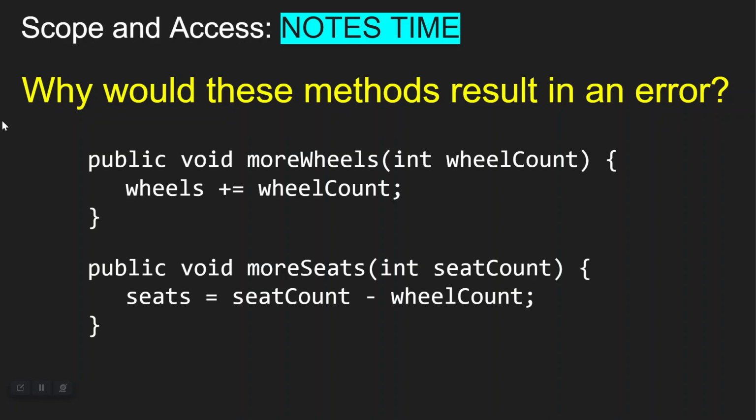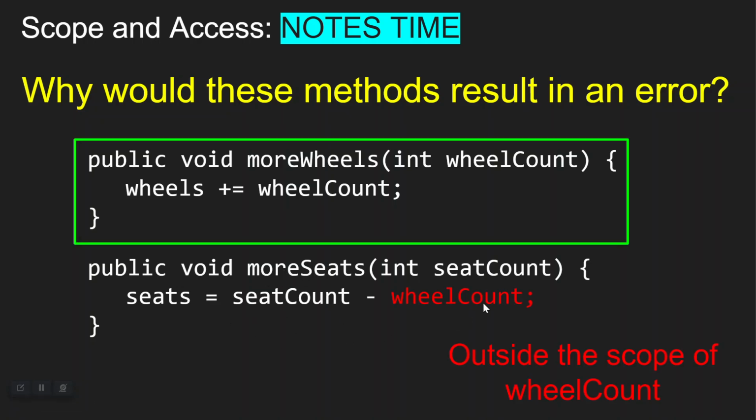So we've got, wheel count is a local variable for this method here. Seat count is a local variable for this method here. So wheel count down here cannot be used. You can't declare a new method and try to access the parameter, which is a local variable for this method up here, in a completely different method. The only way you could access a variable called wheel count in this method is if you actually declared the variable inside the method and then went to use it.